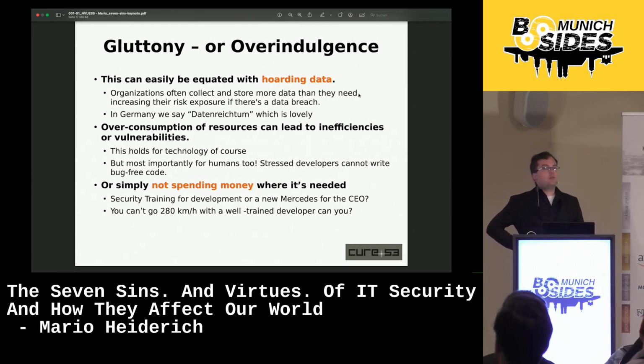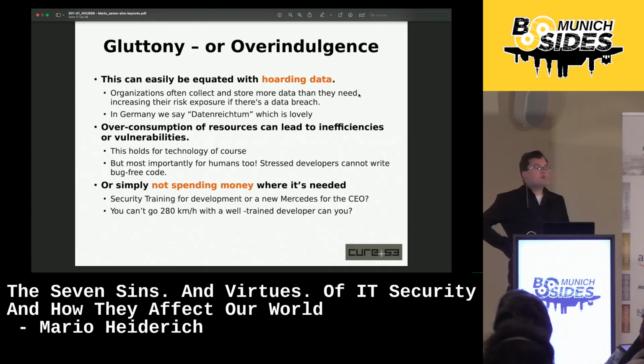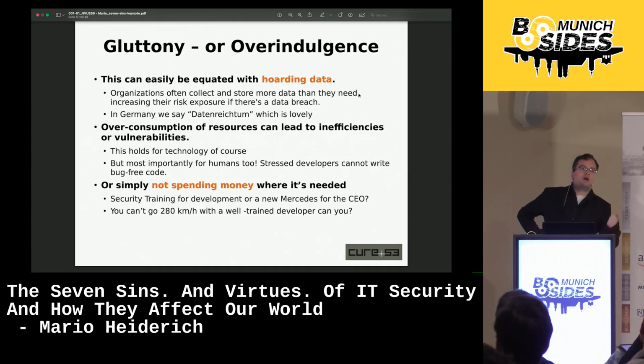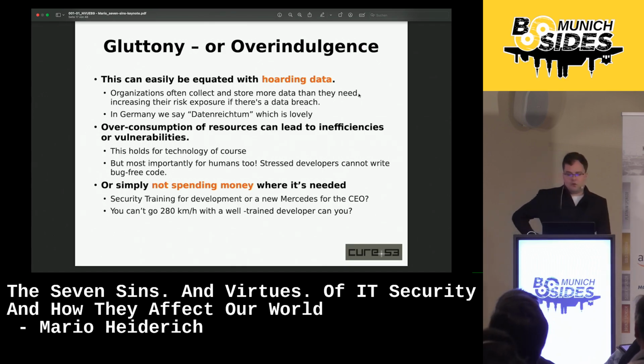If, for example, there's too much pressure put on us as engineers, as managers, as whatever we do, and then we burn out and can't handle the stress anymore. Or last but not least, not really spending the money where we should spend the money because, well, I could either put my money into a new security engineer or I could put the money into a Mercedes and drive 280 kilometers an hour on the Autobahn. Well, the choice is yours at the end, but you can kind of guess what comes out better.